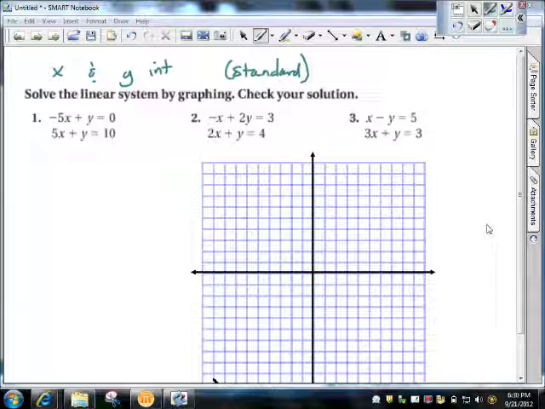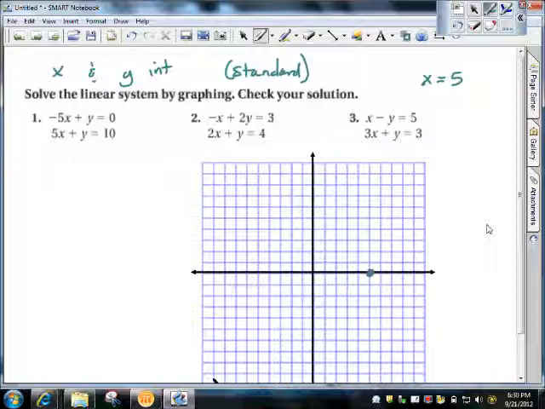This one, the x-intercept is 5, so I go down to the 5 and I plot the point. And if negative y is equal to 5, that means y is equal to negative 5. So I'm just doing my x, y intercepts on each equation because it's faster than converting it to function form and then counting it off.